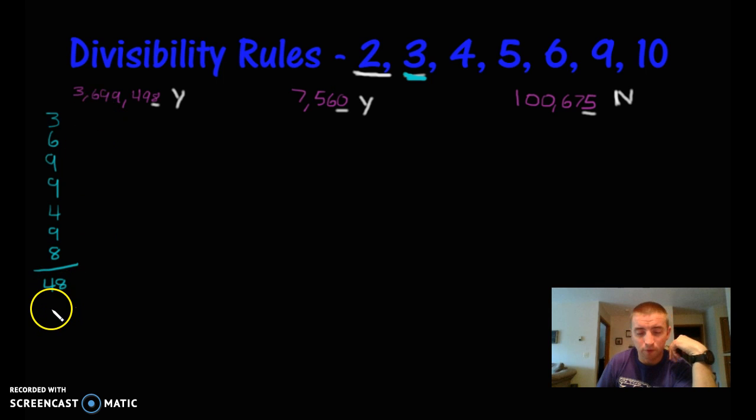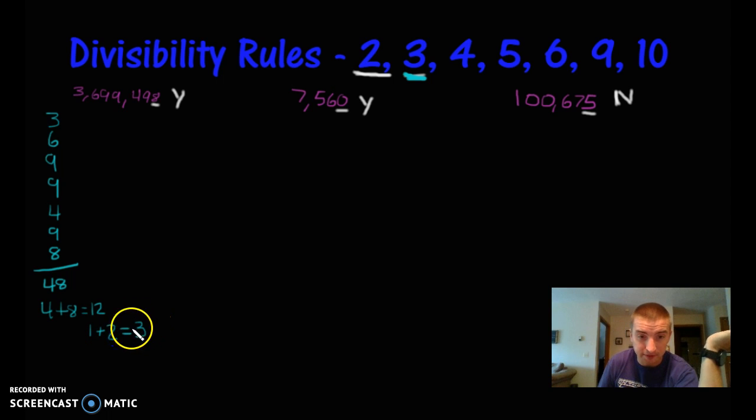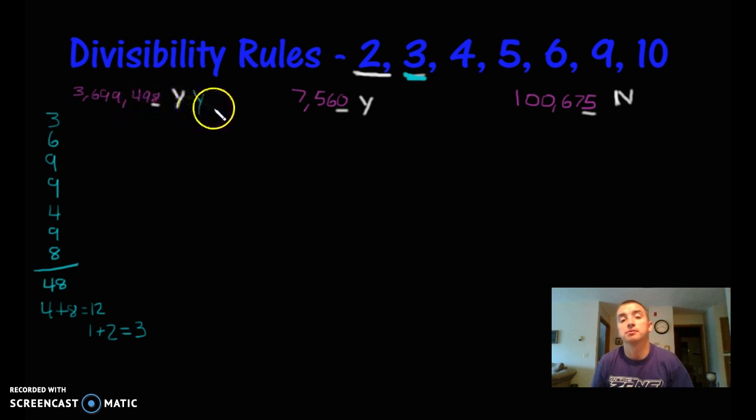If you don't know if 48 is divisible by 3, well, we can do it again. We can go 4 plus 8 is 12, and I know you can divide 12 by 3. If you don't know that, you can go 1 plus 2 is 3, and 3 is divisible by 3. 3 divided by 3 is 1. So yes, 3,699,498 is divisible by 3.